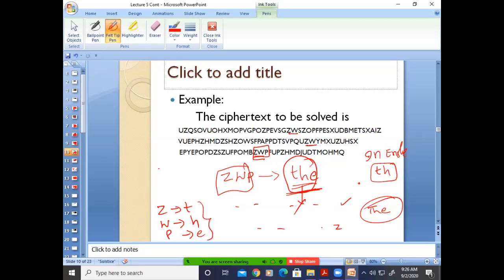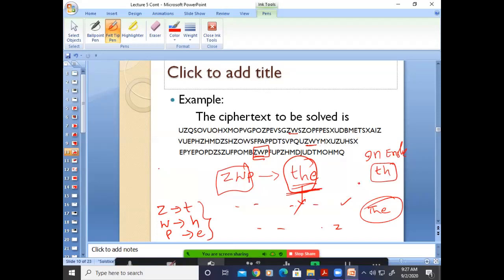Are you getting my point here? Please respond. So initially we will compare the frequencies, then two-letter combinations, then maybe three-letter combinations. So ZWP, THE, will be a three-letter combination. So frequently we will get it. Yes, sir. So we got three letters. Now ZWP will be THE.